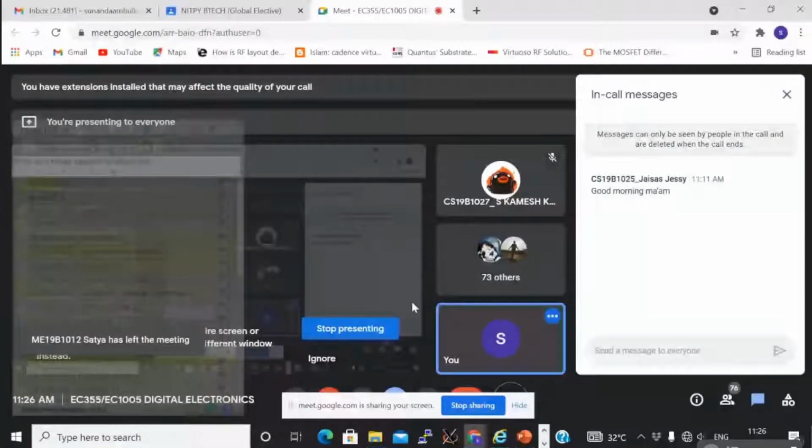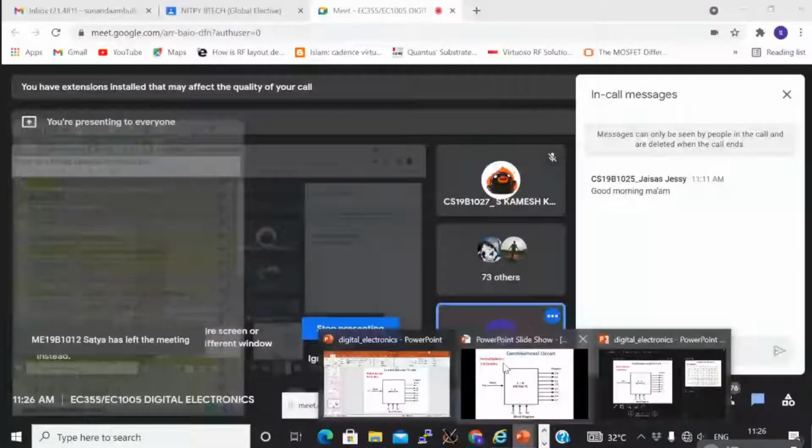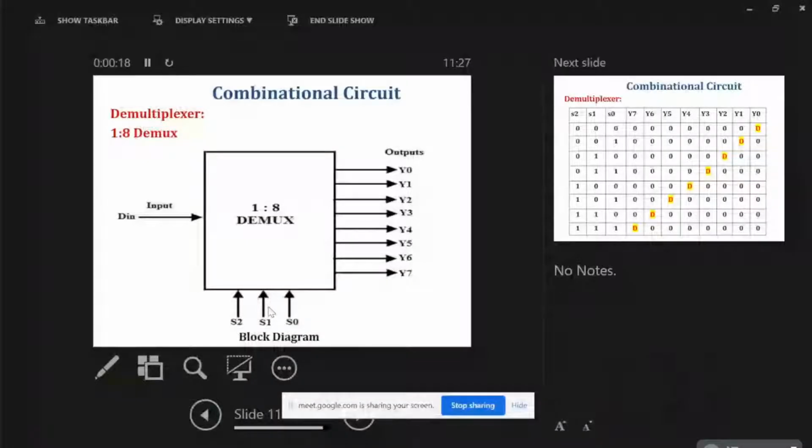So again we'll see, next, the 1 to 8 demultiplexer. What do we have to do again? We need to find out how many selection lines we need here. If we observe the demultiplexer task, it is generating 8 outputs, and those 8 outputs are in the form of 2 to the power 3. So n is equal to 3. How many selection lines do we need? We need 3 selection lines.